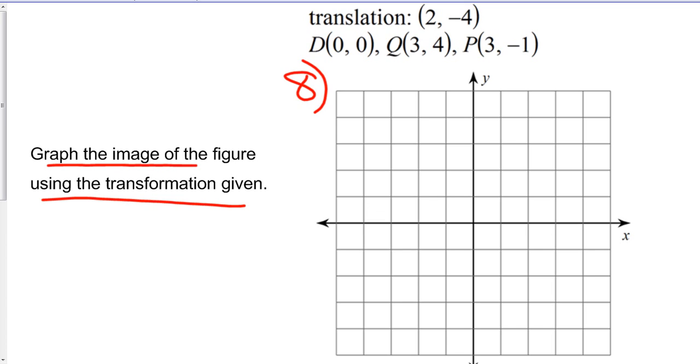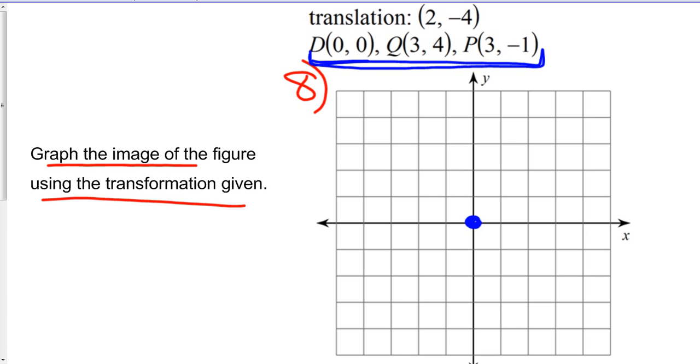Every time we're going to do a transformation, we actually have to graph the original image. I've got to graph these 3 points first before I even pay attention to what I'm supposed to be translating. So I'm going to graph them and label them. Please label your points, guys. We need to know what you're doing.